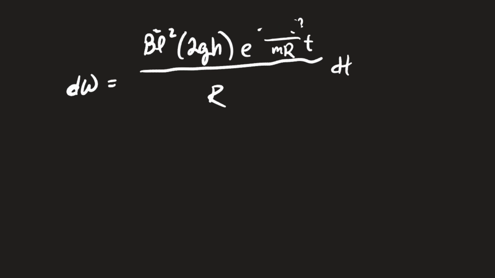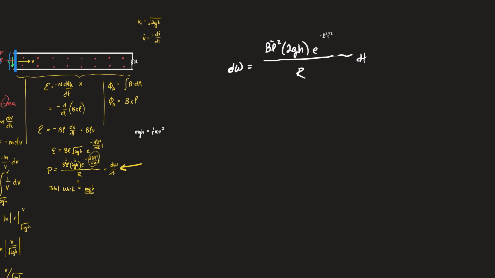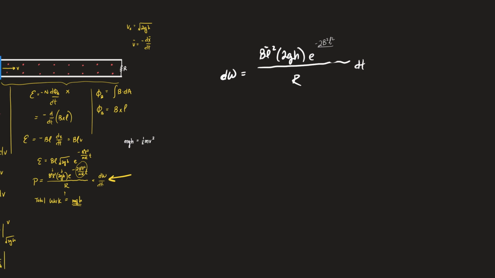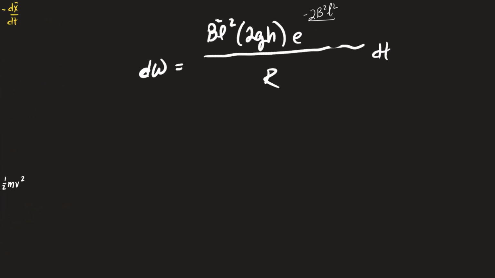And this is not great. Let's make it a true exponent so it doesn't look like I'm multiplying. So negative 2 B squared L squared over MR T. I want to integrate this from 0 to infinity.